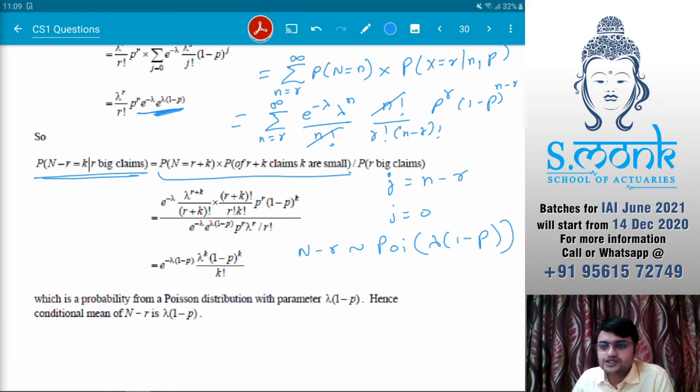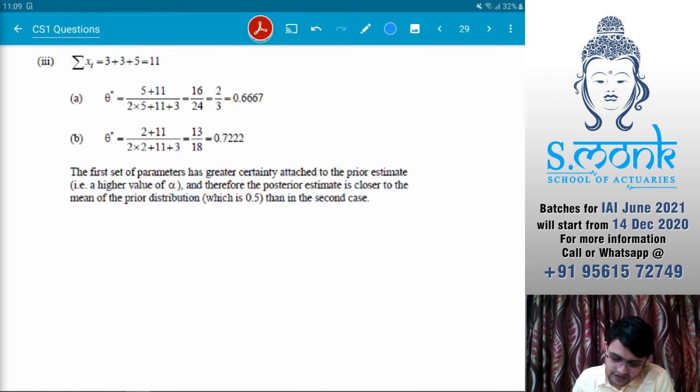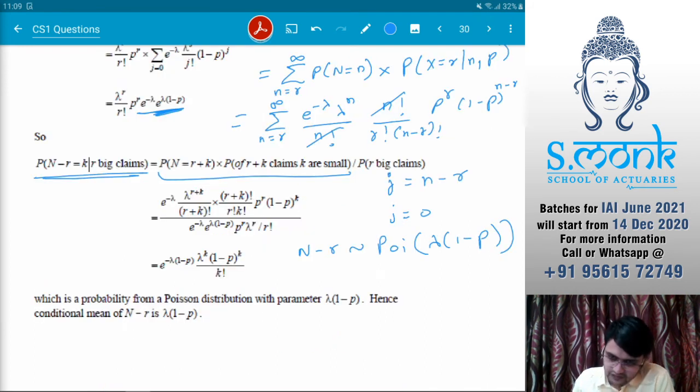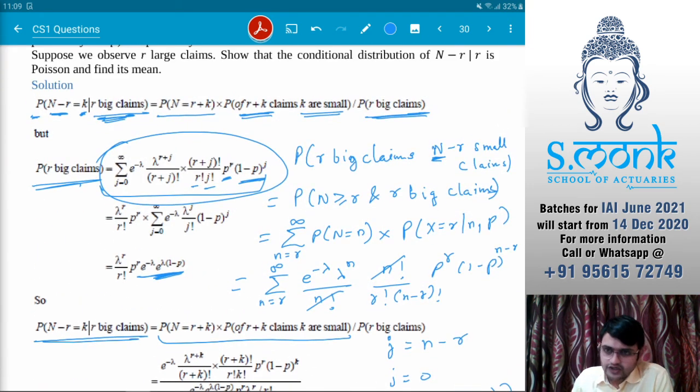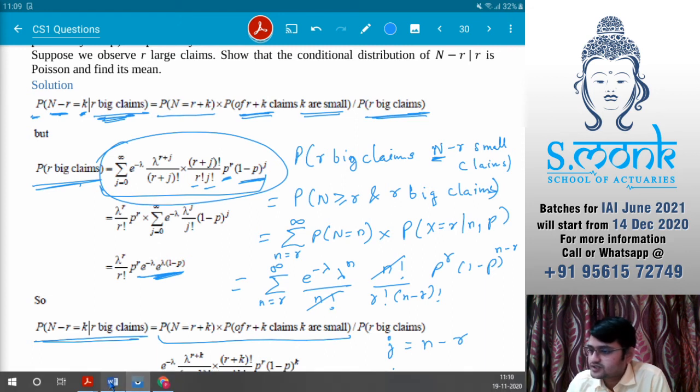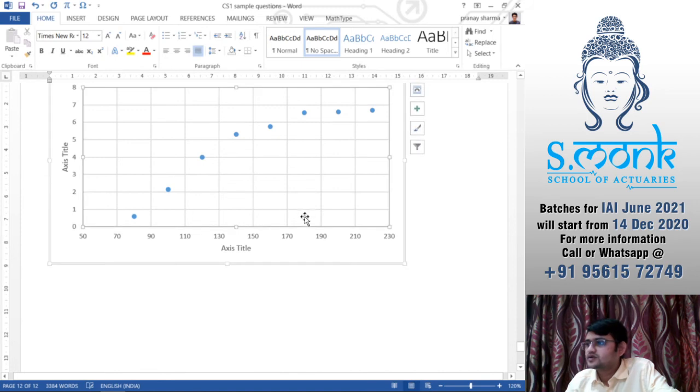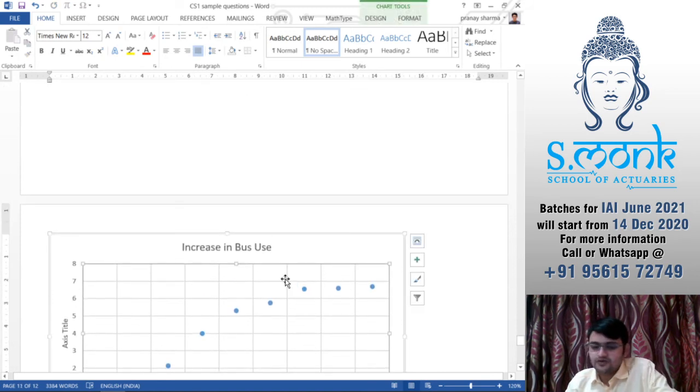So Bayesian statistics question when we have discrete distributions, and Bayesian statistics question when we have continuous distributions. These were continuous distributions. Other than this, you will have EBCT. For EBCT, you will have to make tables. So in your Word, just make tables.